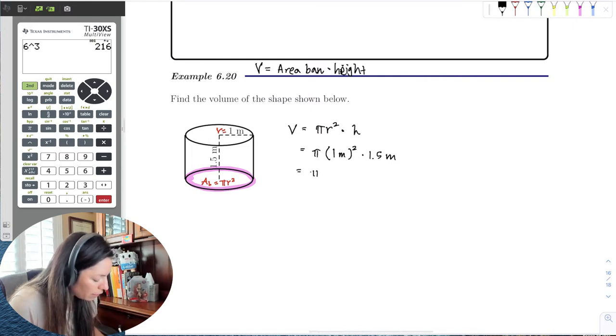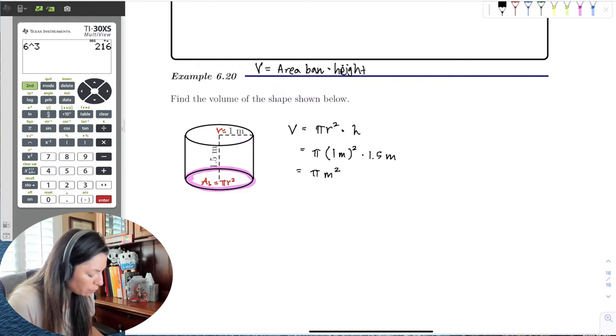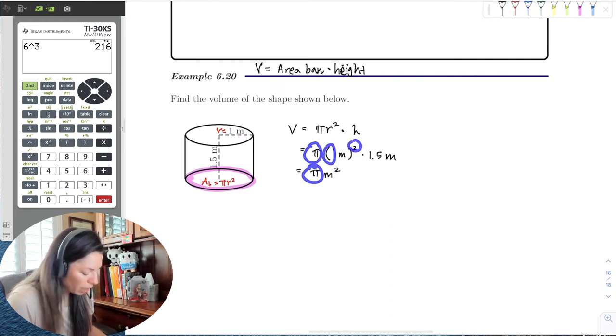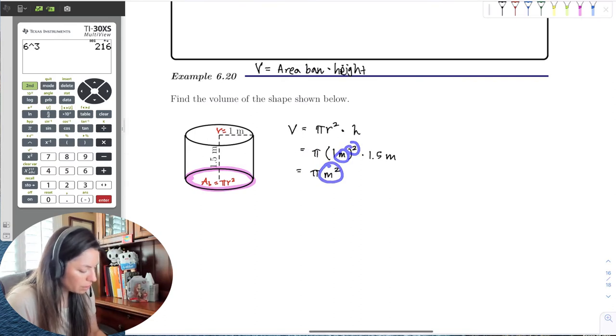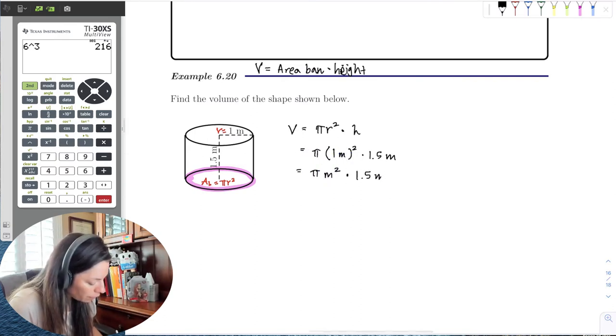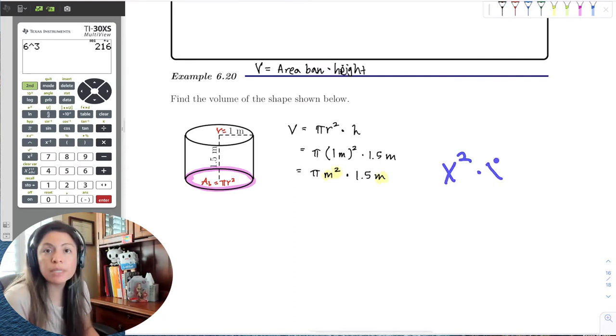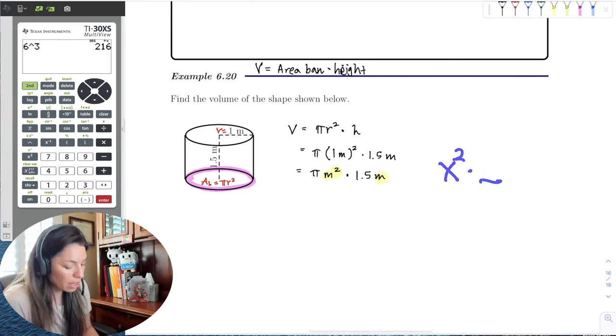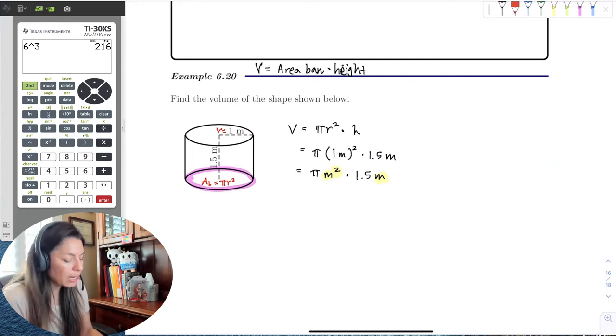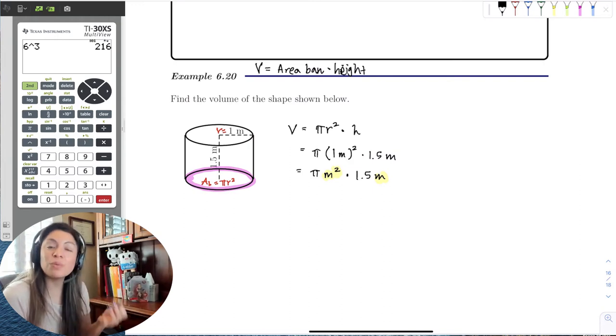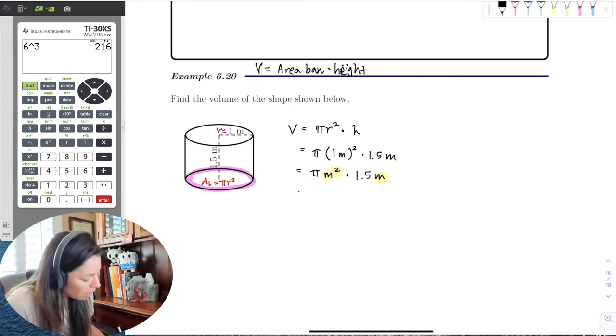So if I just simplify this, I get 1 square meters, right? So 1 squared times pi is just 1 pi, and then meters squared is square meters, times 1.5 meters. Now, notice that meter squared times meters, right? X squared times X, same base, product in between, add the exponents. This is X cubed. And again, volume is always cubic units. That's where all that comes from, right? So we'll have 1.5 pi cubic meters.